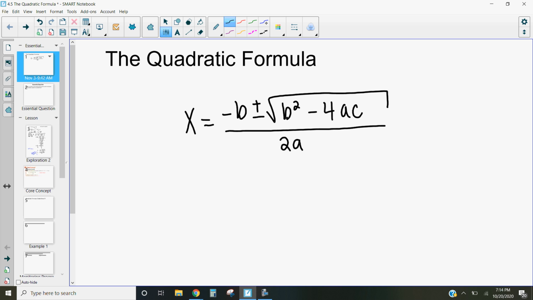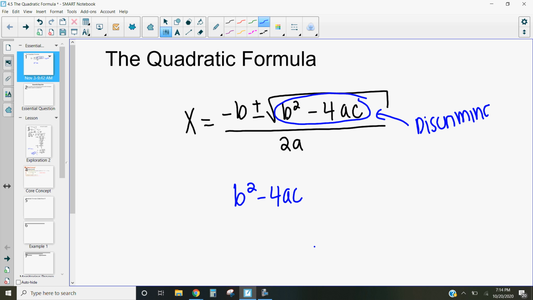Now, the quadratic formula is really special because it has this piece underneath our square root. This piece right here, this b squared minus 4ac, is actually called the discriminant. And it's called the discriminant because it discriminates between how many solutions there are going to be, depending on what it comes out to be.